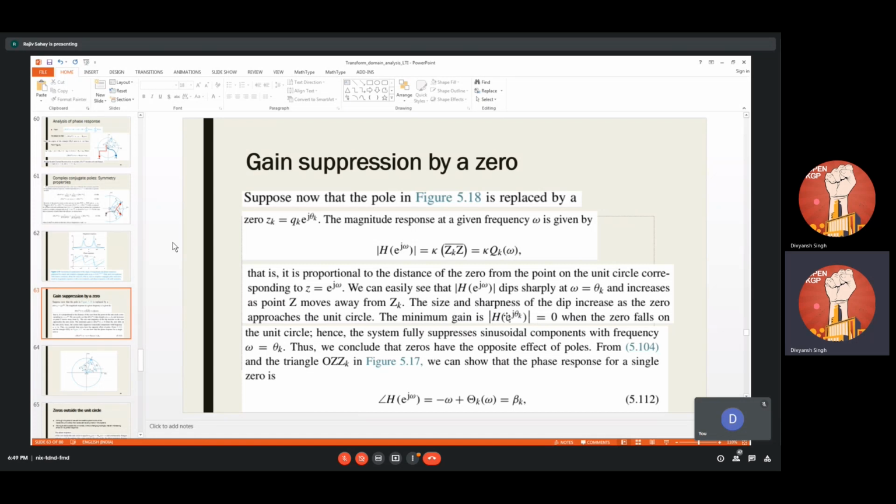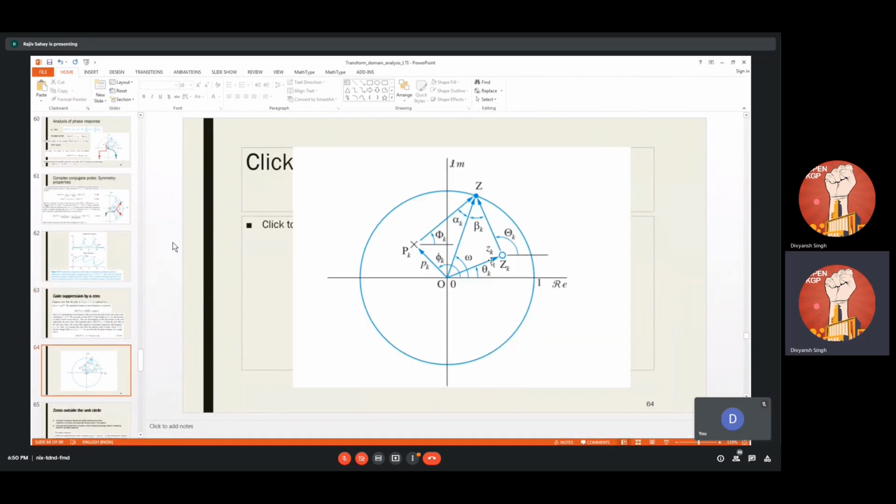So the minimum gain is the magnitude of H(e^{j theta_k}) equal to 0 when the zero falls on the unit circle. Otherwise, it will be a small value that is equal to |z_k z|. So even if omega is equal to theta_k, z_k z will be this vector here to here. If z_k is on the unit circle, then z_k z is equal to 0. I hope you understand. If omega is equal to theta_k, then also z_k z is this vector. Isn't it?